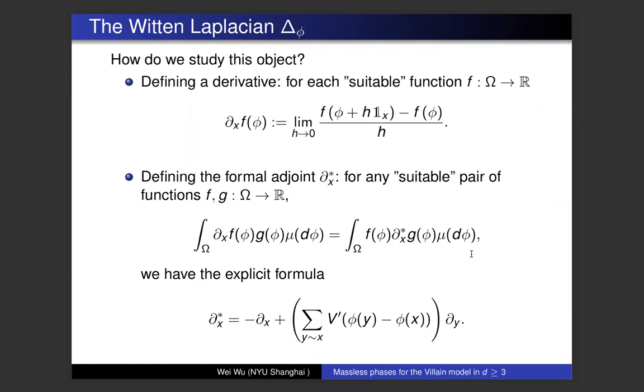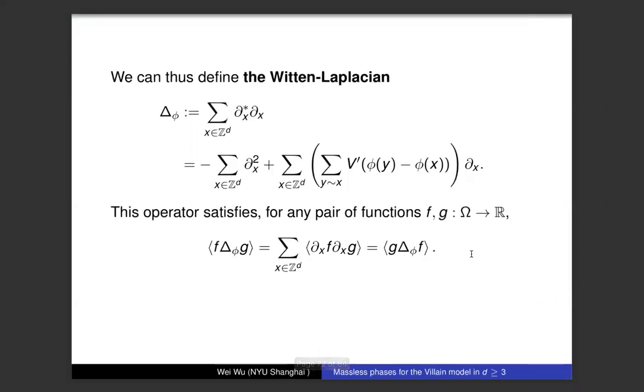Now, we can define this thing, which is sometimes called the Witten Laplacian. It's the sum of this, which you can write down as this. Okay, so this delta phi is in fact a self-adjoint operator.